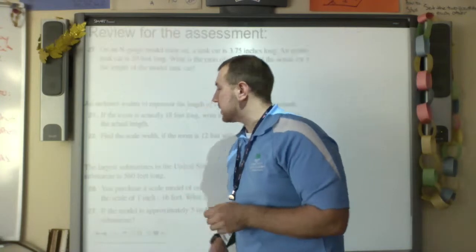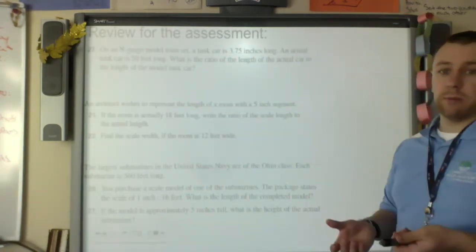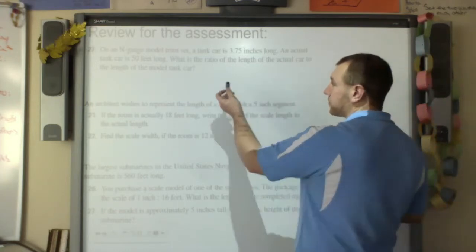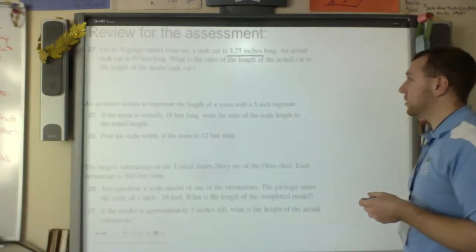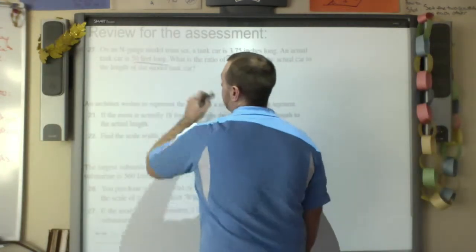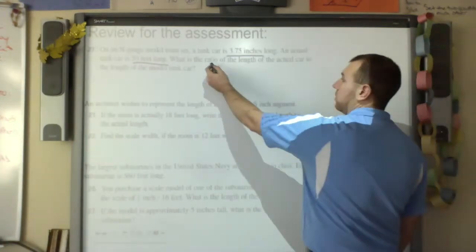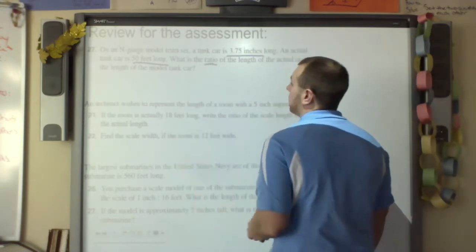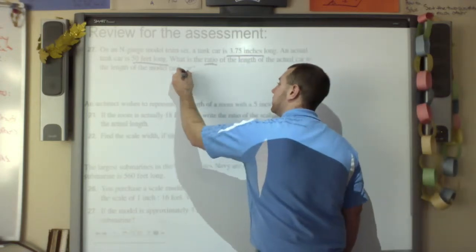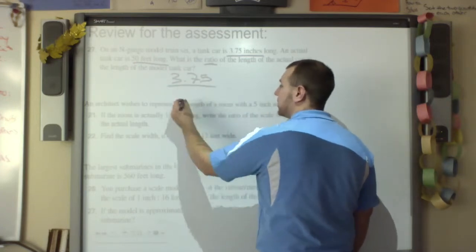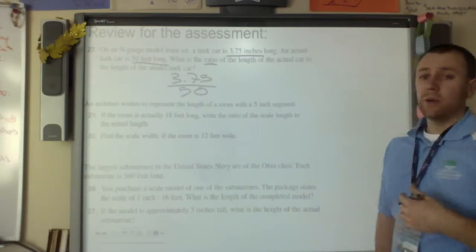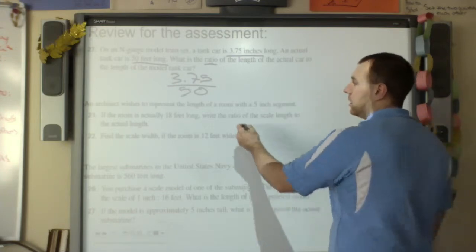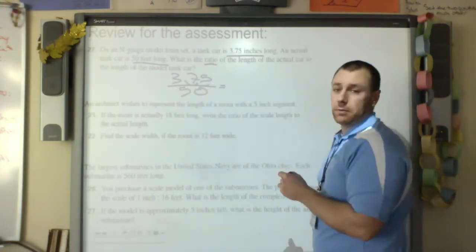All right. The next step is actually setting up ratios and proportions. So in this case, an N gauge model train, a tank car is 3.75 inches long. The actual length is 50 feet. What's the ratio? Ratio is a fancy name for fraction, of the length of the model car to the actual car. So in this case, it would be 3.75 inches to every 50 feet. Well, I like to reduce it down. Your calculator doesn't really like this, so I would move the decimal place over twice.